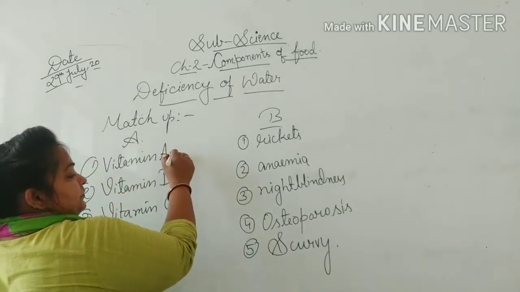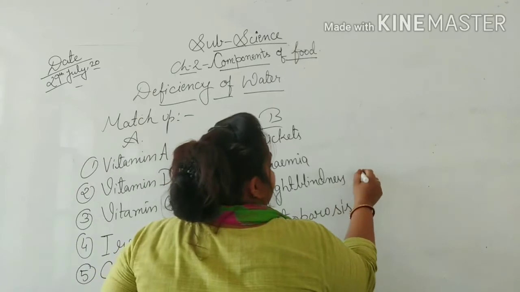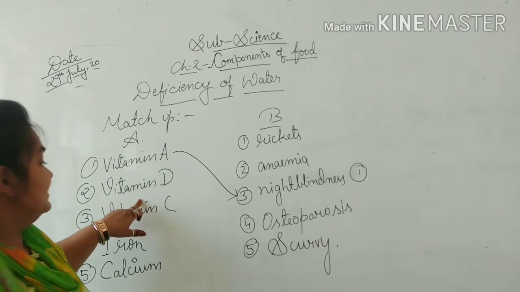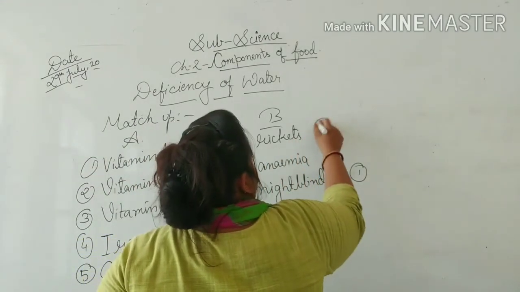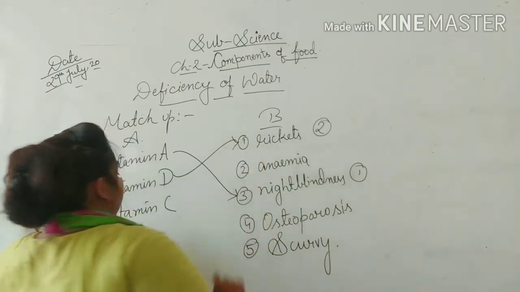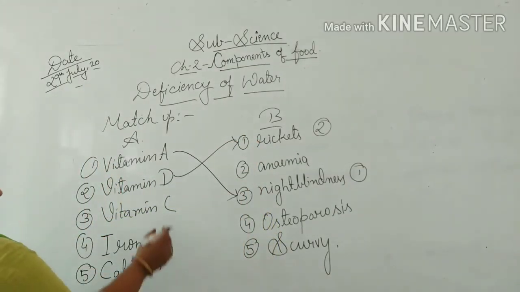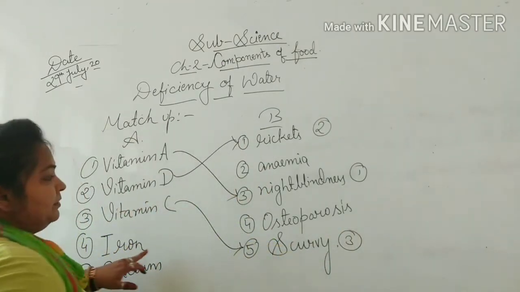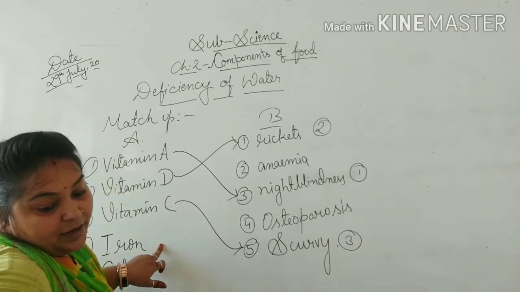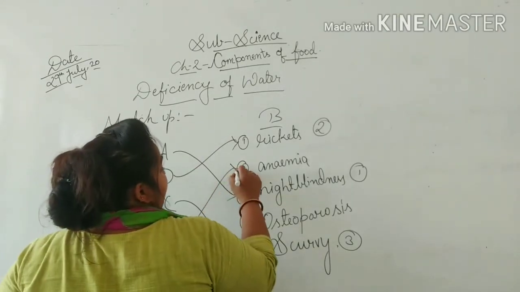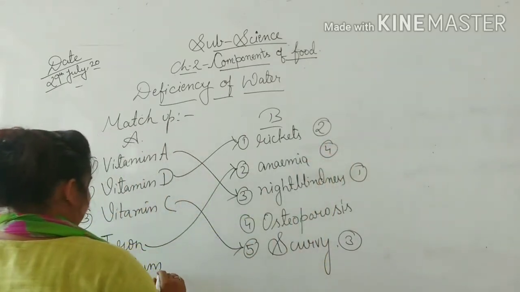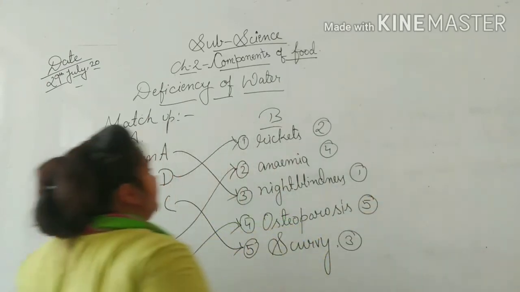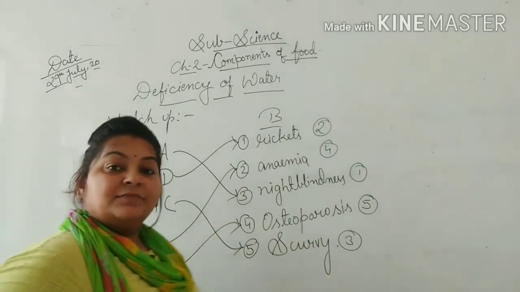Vitamin A deficiency causes night blindness, so it is number 1. Then vitamin D deficiency causes rickets, so it is number 2. Number 3, vitamin C deficiency is scurvy. Number 4, iron deficiency is anemia. And number 5 is calcium, osteoporosis. See, we have completed the matchups on the board.